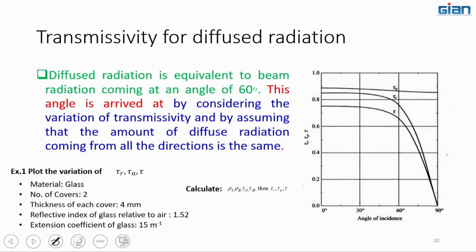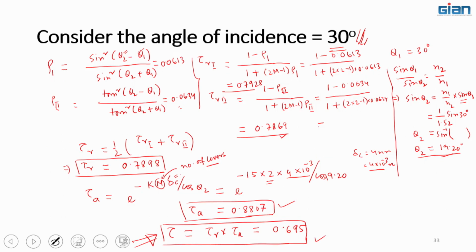Actually, you will get this kind of plot. That's why the radiation coming at 60 degrees is equivalent to diffuse radiation. Okay. So now these are the calculations I have done. So what is rho 1? What is rho 2, and then tau R1, tau R2, okay, and then finally you find out what tau R is, because tau R is the important thing we need to find out, and then we need to find out what tau is, okay, and for that we need to find theta 2 as well.